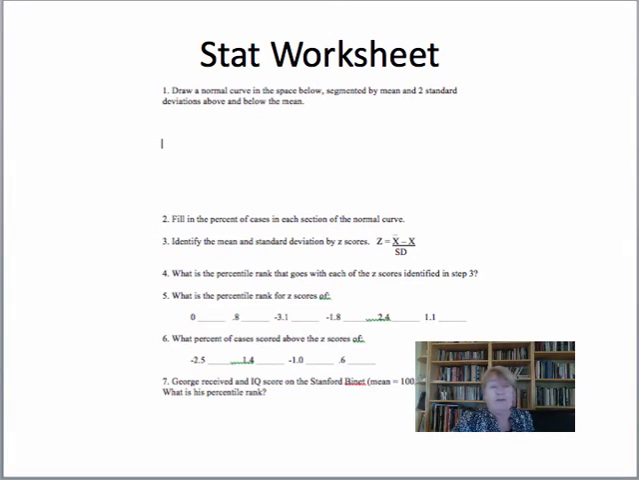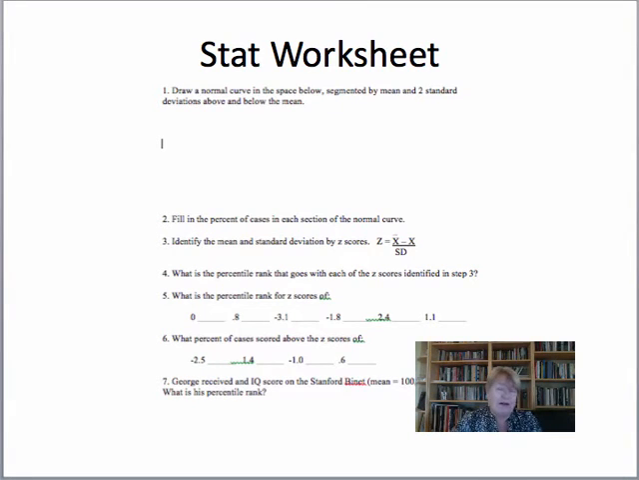Now the question is, George receives an IQ score on the Stanford-Binet, which has a mean of 100 and a standard deviation of 16, so keep that in mind. Most IQ scores are based on a mean of 100 and a standard deviation of 15. That's almost an absolute. The Stanford-Binet is one of the only exceptions to that rule. In this case, the standard deviation is 16. His score was 76. What's his percentile rank?